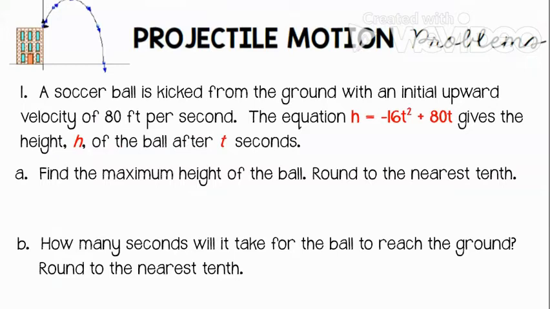Okay, a soccer ball is kicked from the ground with an initial upward velocity of 80 feet per second. The equation h equals negative 16t squared plus 80t gives the height h of the ball after t seconds. A, find the maximum height of the ball, round to the nearest tenth. And B, how many seconds will it take for the ball to reach the ground, round to the nearest tenth?